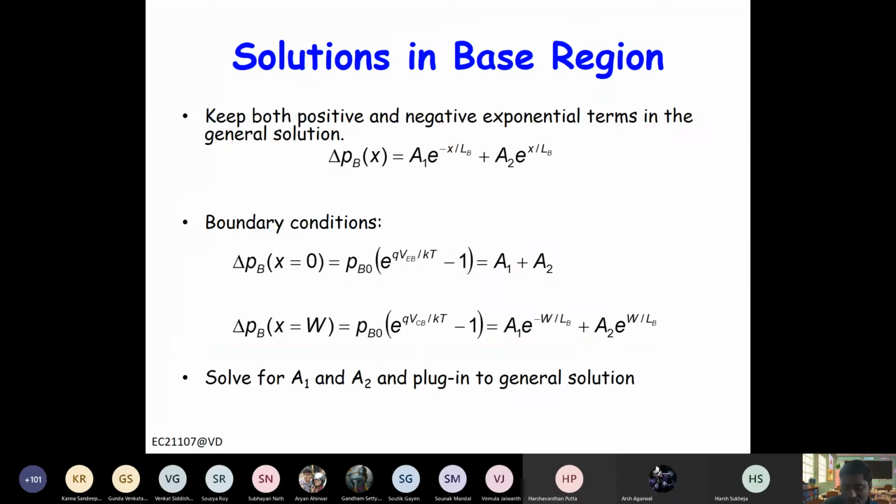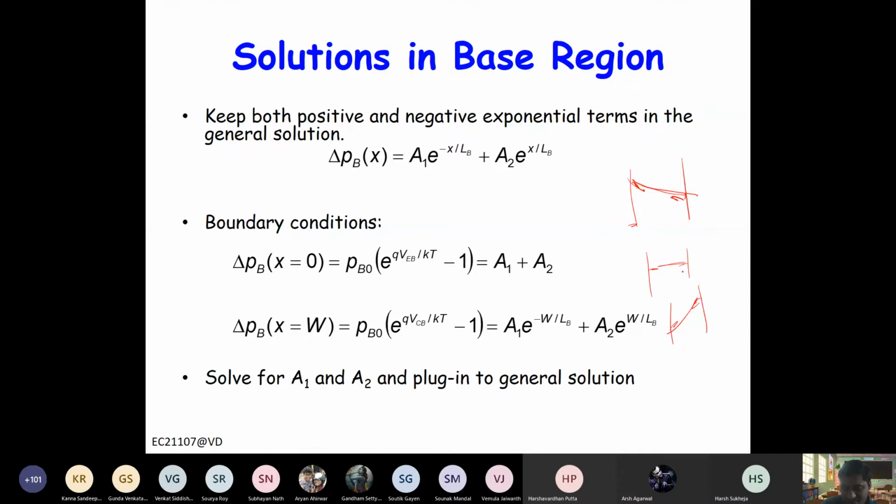In the base region, of course, both sides there is a junction, right? If you forward bias this one, the concentration will be higher here. If you reverse bias, the concentration will be lower here. If you forward bias both, the concentration will be high on both sides. If you forward bias the base collector and reverse bias the base emitter, it will invert. But the slope of these will give you the IEP and ICP.